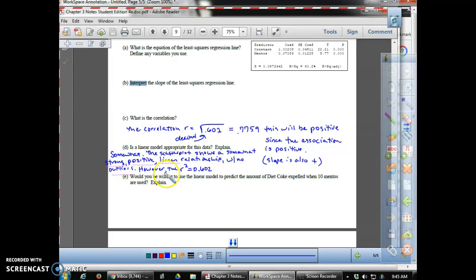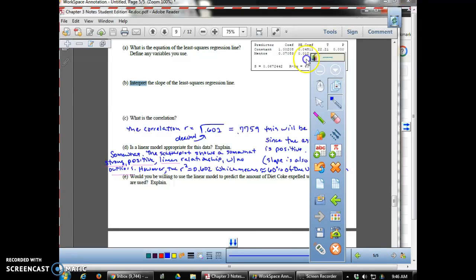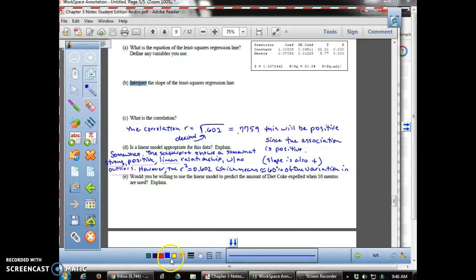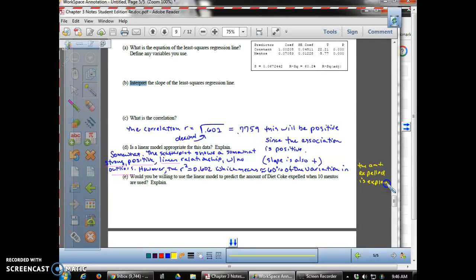So which means approximately 60% of the variation in, and I'm going to have to use some of the space over here, in the amount expelled is explained by the number of Mentos.